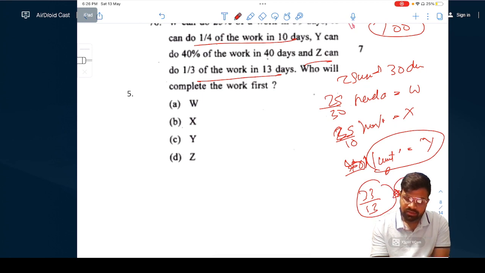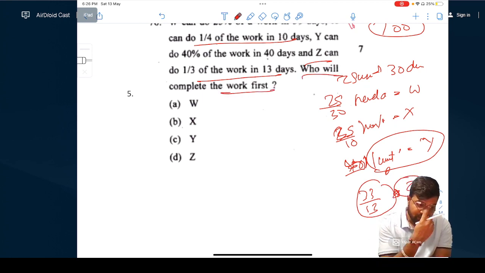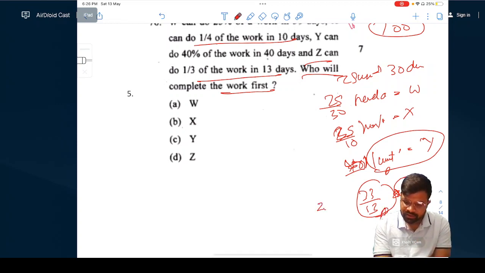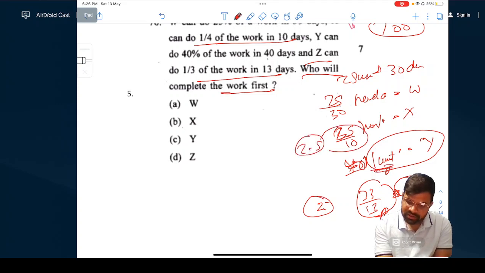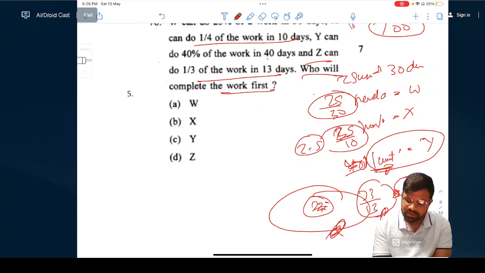Okay, who will complete the work first? So this is some 2 point something. This is 1. This is 2.5, and this is less than 1. So obviously this is less than 1. So maximum efficiency is with this.